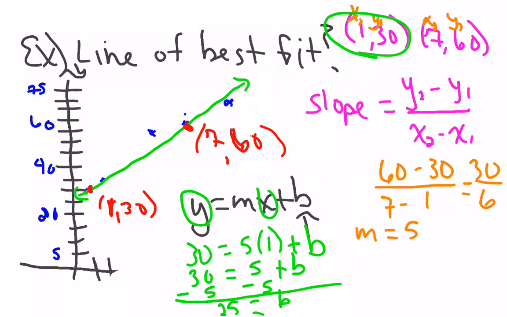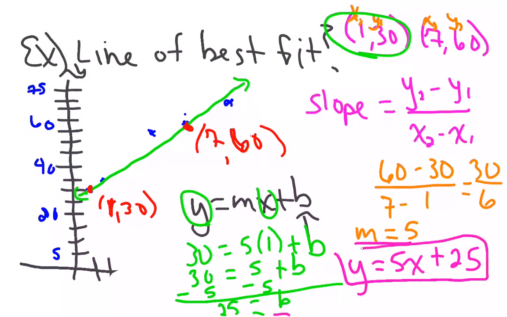All right, so what is our final equation? Well, we plug in the m and we plug in the b. So y equals 5x plus 25. And that would be our line of best fit.